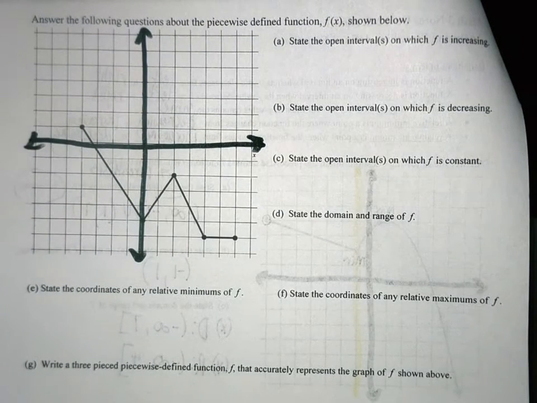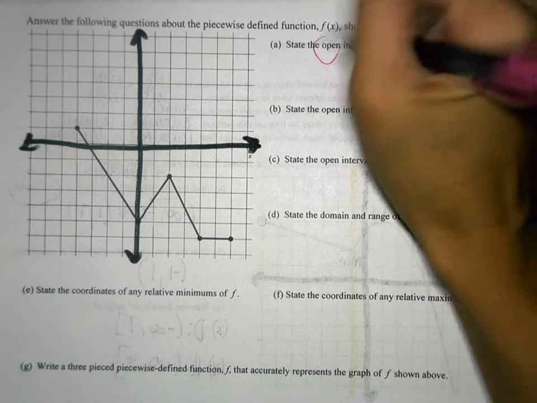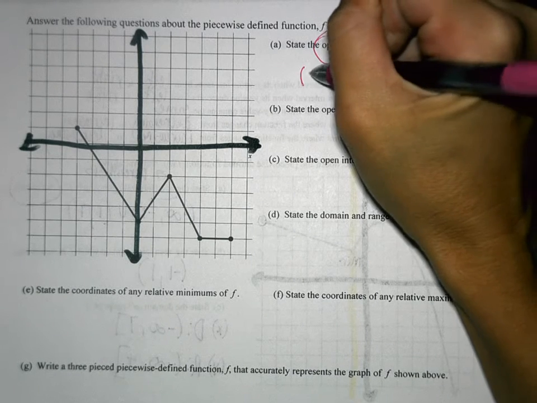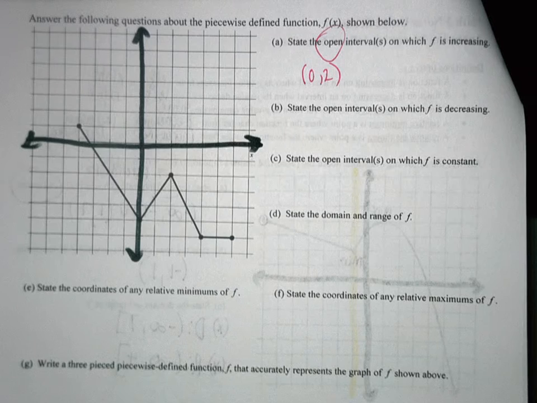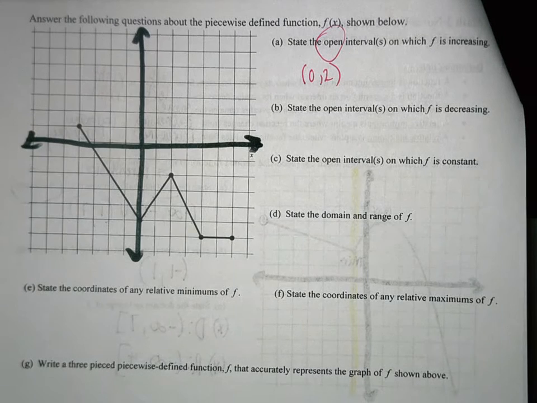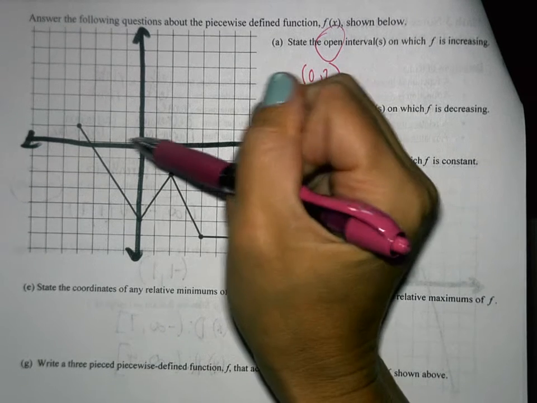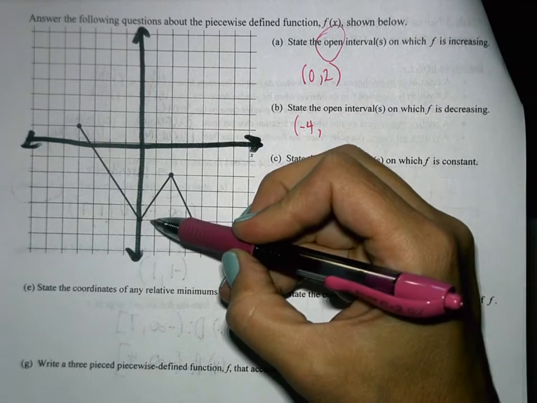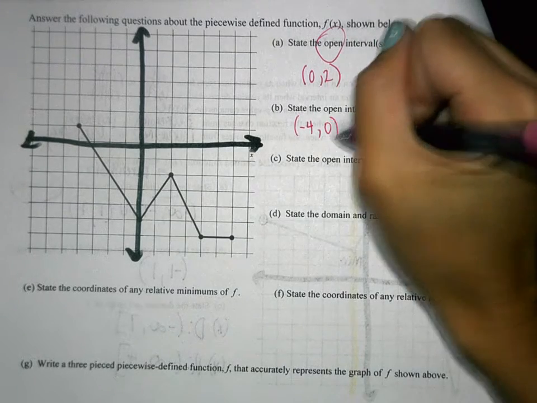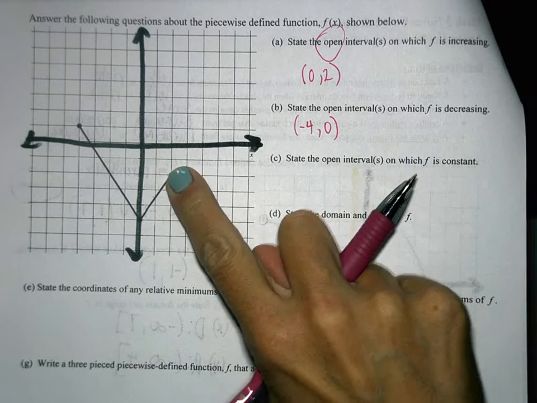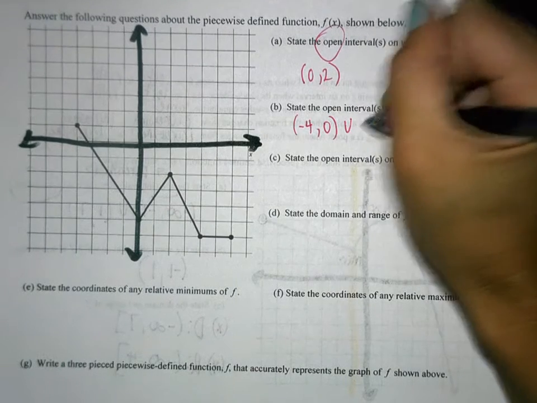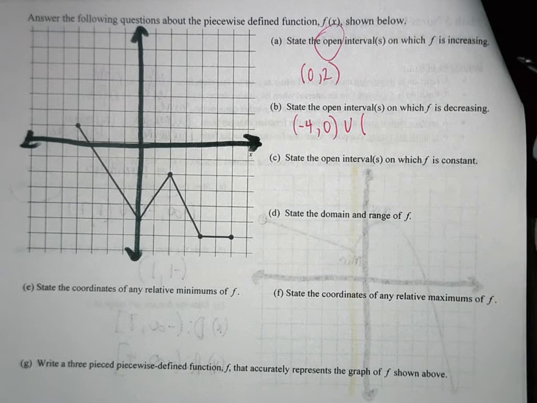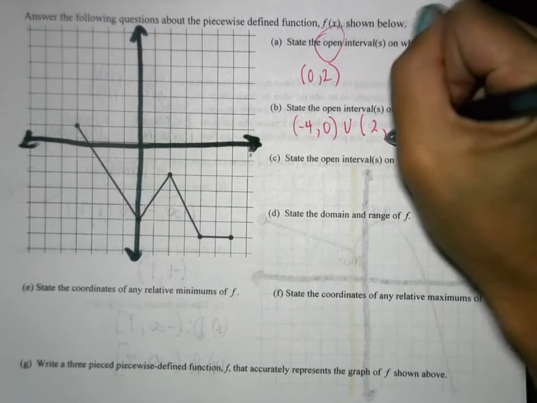And again, notice how it says open interval, so we're just going to use parentheses. And it's increasing, you said, from 0 to 2, which is correct. Is it increasing anywhere else? No. Good. Okay, now decreasing. Good. Negative 1, 2, 3, 4. So it's decreasing from negative 4 all the way to 0. Then it's increasing, so we don't write that. And then, is it decreasing again? And so where is that decreasing? What interval? 2 all the way to, good, 4.